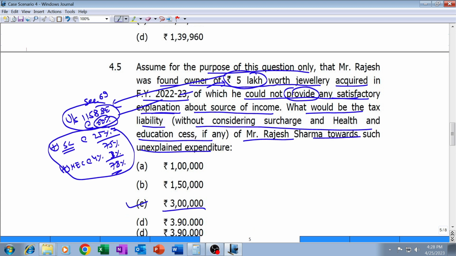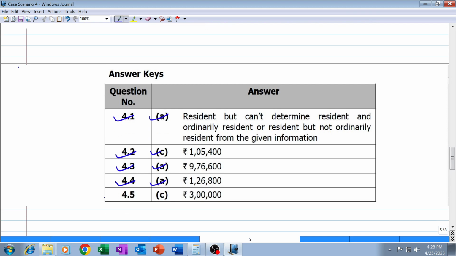C is the answer. Let's check what the institute's answer is. The institute's answer is also 4.5C.